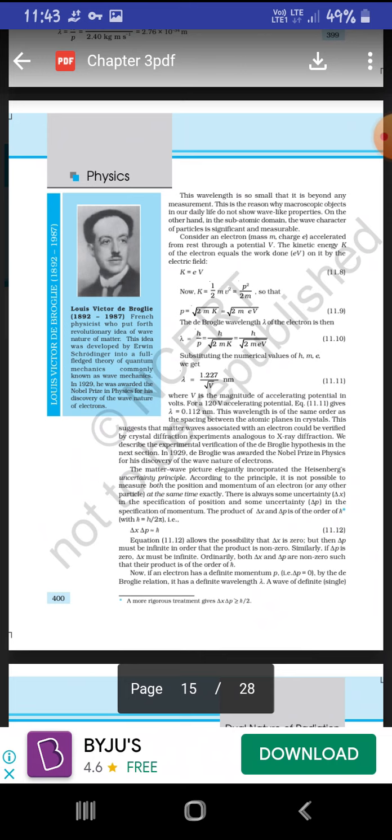So next, let us take K = 1/2 mv² = p²/2m.